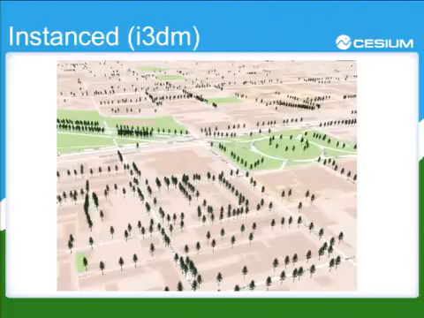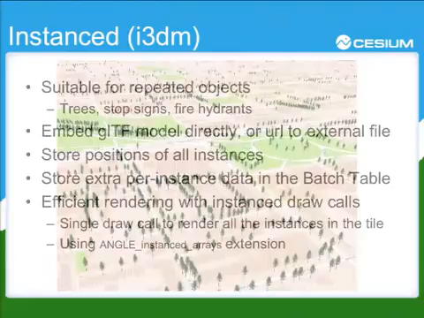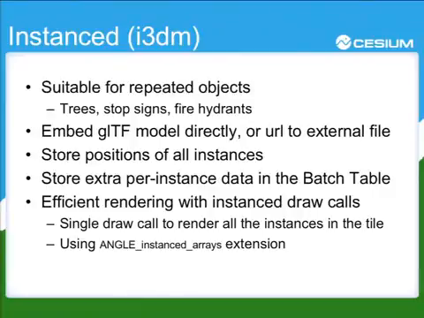Okay, so that was the batch format for buildings, and now this is the instance format, good for things like trees, stop signs, basically any repeating elements where a single model can be represented hundreds of different times. What we do here is we embed the glTF model directly in the tile, or we can reference it externally. The tile itself stores the positions of all the instances, and it also stores the per instance data in the batch table, kind of like how the buildings did.